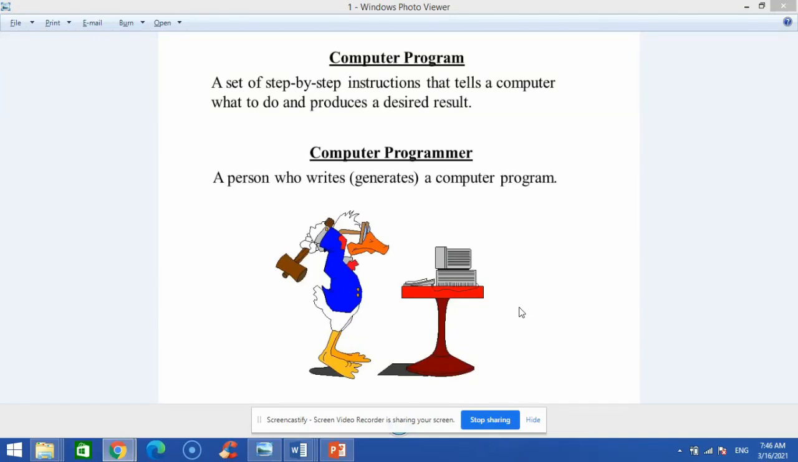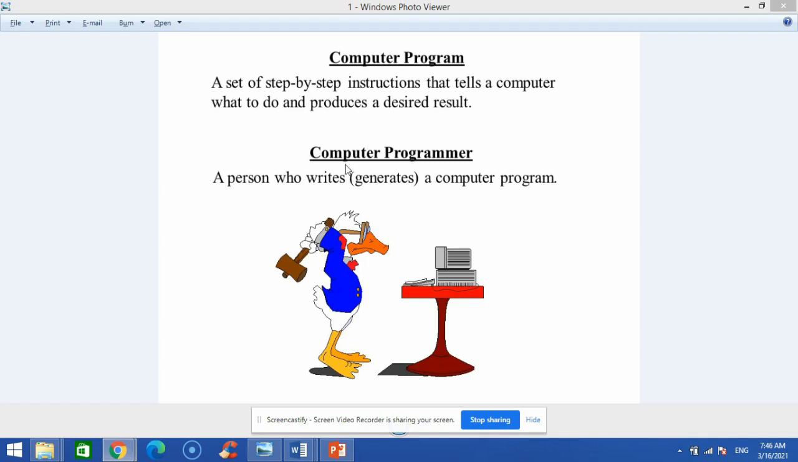Hello everyone, this video is an introduction to programming. So what is a computer program? A set of step-by-step instructions that tells a computer what to do and produces a desired result. It means that in a computer program, we have to tell the computer what to do. We have to write down the instructions that the computer will follow to give us the result.